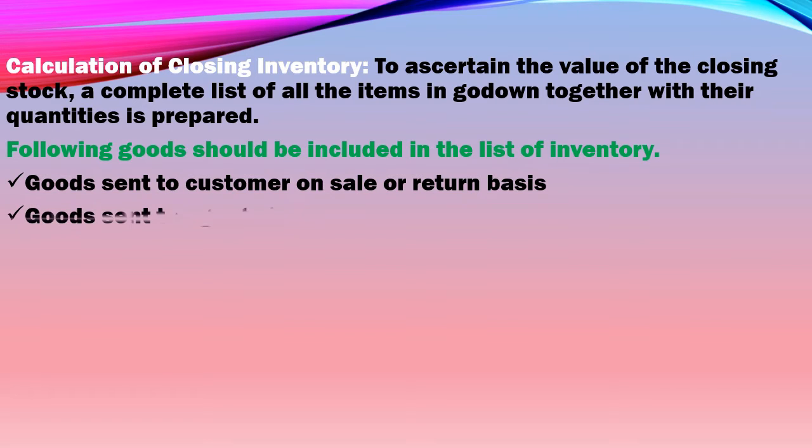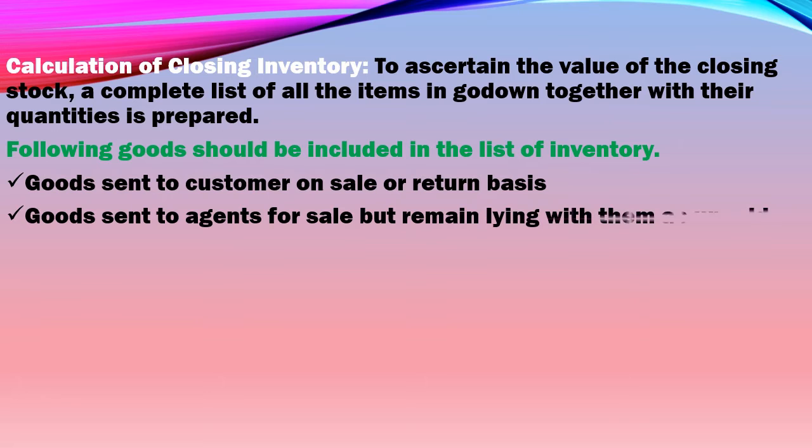Next we have goods sent to agents for sale but remaining with them as unsold. Now maybe you have a very big business, so you have dealers and agents to whom you supply goods, and from there the goods are being sold out in the market. So if goods are being sent to agents for selling purpose, but they are lying as unsold, these goods also should be included in the list of inventory, because till now the goods are not finally sold in the market. They are just sent to the agent or the dealers for the goods that you deal in.